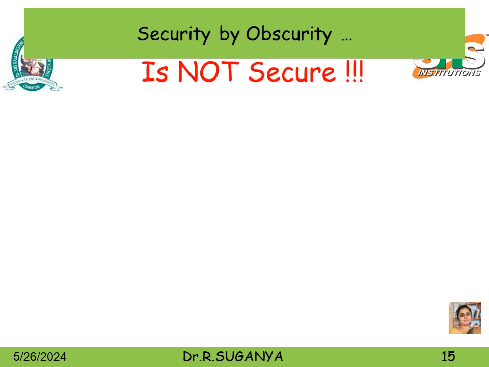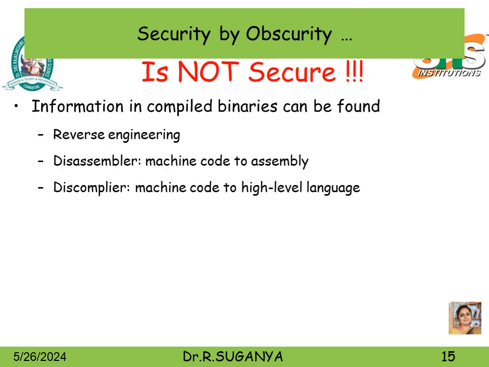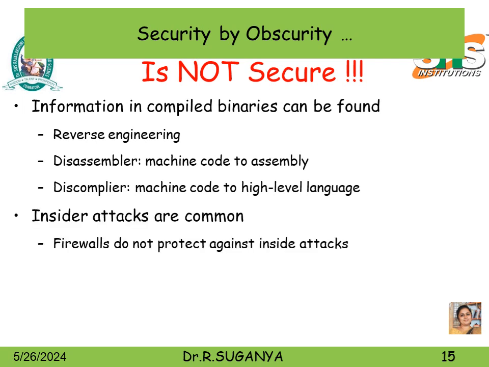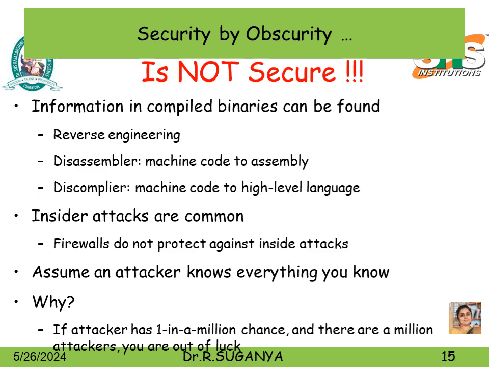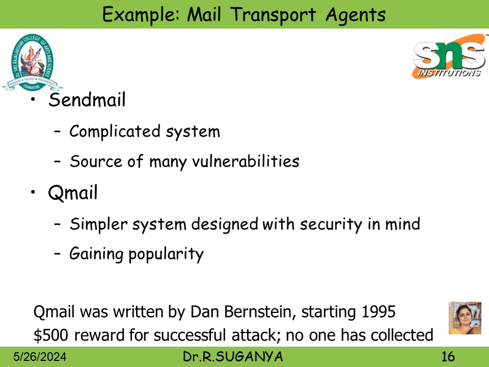Security by obscurity is not secure. Information in compiled binaries can be found. Reverse engineering: a disassembler turns machine code into assembly, a decompiler turns machine code into a high level language. Insider attacks are common. Firewalls do not protect against inside attacks. Assume an attacker knows everything you know. Why? If an attacker has a one in a million chance and there are a million attackers, you are out of luck.